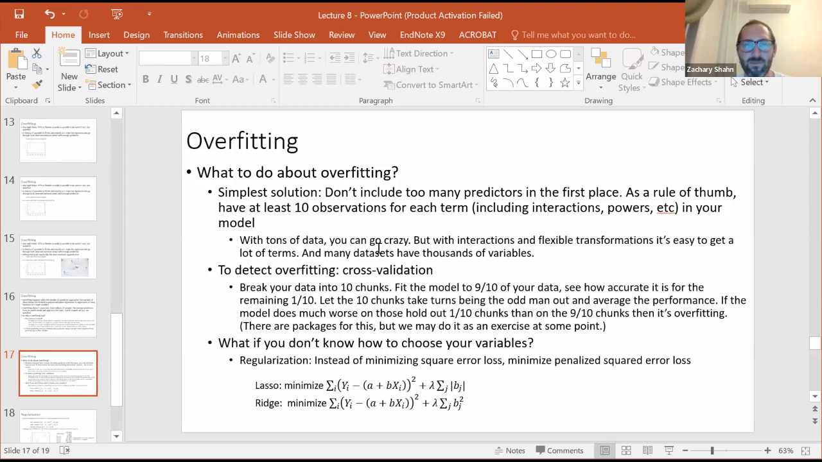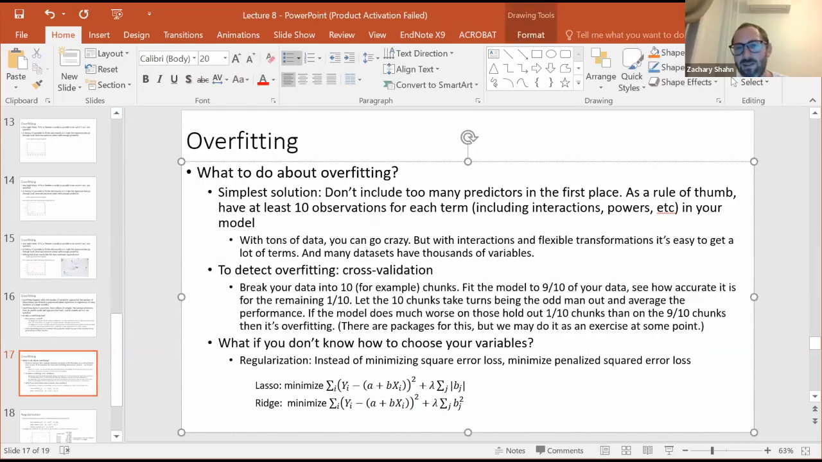So with tons of data, you can fit really flexible models and include a lot of predictors and adjust for a lot of stuff. But with interactions and flexible transformations, that adds up very quickly to a lot of terms. And also many data sets have thousands of variables. You usually have to do some kind of restraining yourself from fitting as flexible a model as you would like, to keep to this 10 observations per term rule of thumb.